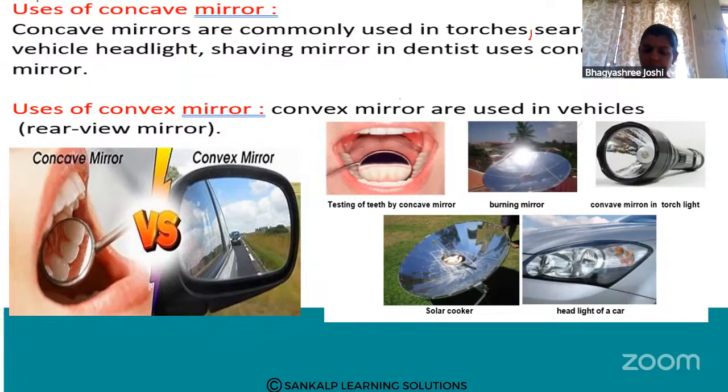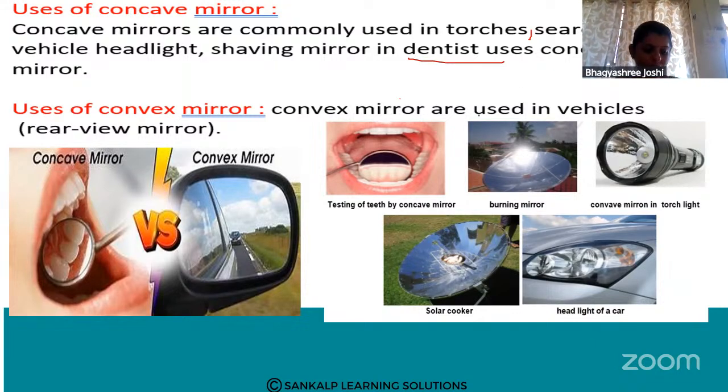Okay. Next, uses of concave mirrors. Concave mirrors are commonly used in torches, searchlights, vehicle headlights, and shaving mirrors. A dentist uses a concave mirror. So why are they using a concave mirror? Because by using a concave mirror, you can see the object big. The object is enlarged. For that reason, they are using a concave mirror. When you go to a dentist, while looking at your teeth, they use a concave mirror so the teeth look a little bigger, right? In the case of headlights also, you need more light, so in that condition they are using a concave mirror.